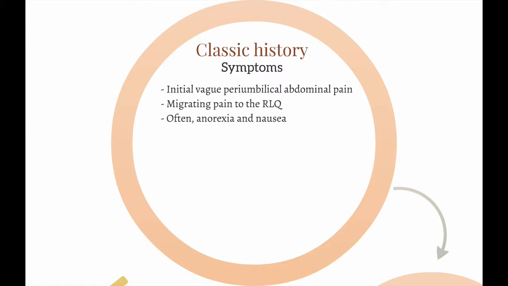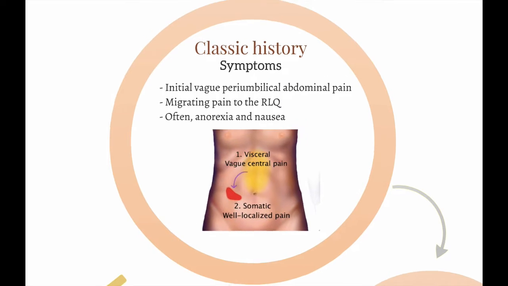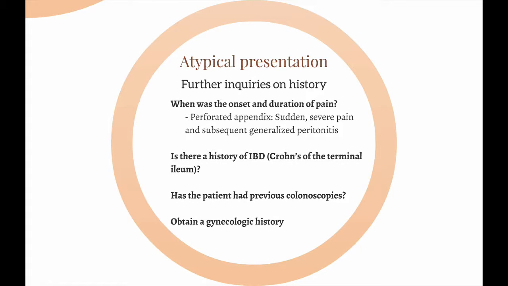Patients with appendicitis will initially present with vague periumbilical pain that intensifies over 24 hours and becomes more sharp and constant over time. The pain will then migrate to the right lower quadrant. Patients will often experience anorexia and nausea. Although this is the classically described presentation of appendicitis, only 50% of patients may present this way. Many patients present atypically or at later stages of the disease.